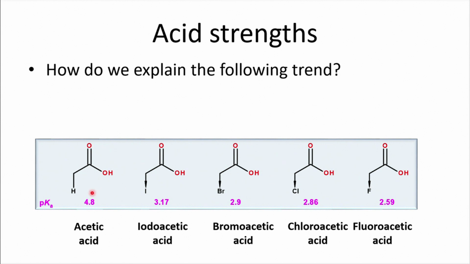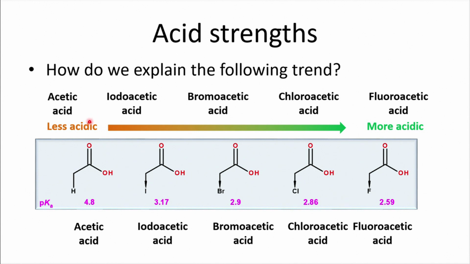So, how do we explain this trend? Acetic acid is less acidic compared to fluoroacetic acid, which is highly acidic. Do we have any method by which we can actually look at the molecule and predict it is going to be more acidic or less acidic? This is one of the questions that is being answered by our inductive effect.